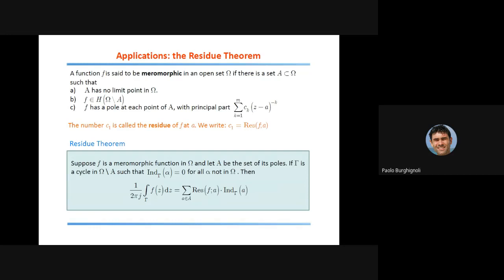What you have to avoid is that your limit point belongs to omega, because in this situation, the residue theorem does not hold. I hope this was clear. Yeah, more or less it is clear.